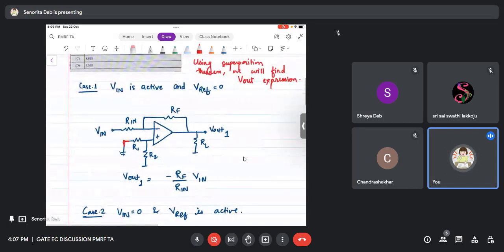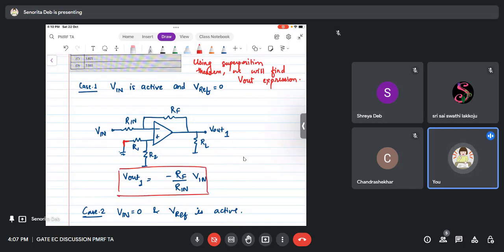Now you see that it's a simple circuit where Vout1 is minus RF by RN into Vin. You can directly write it, you need not solve any KVL equation for this. This is a simple circuit because this is 0 volts, you know that this is 0 volts, so this circuit is as good as this circuit.